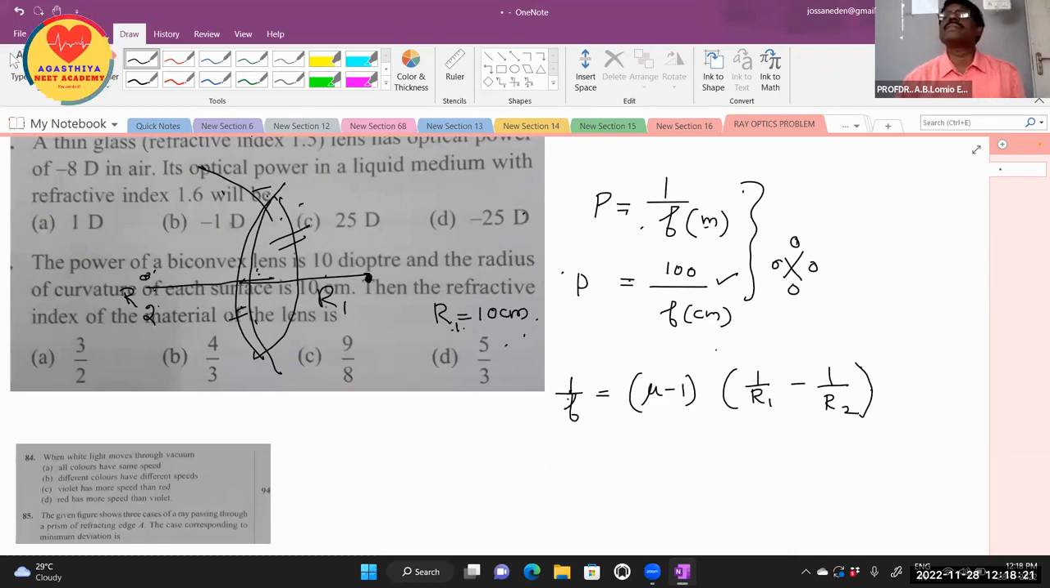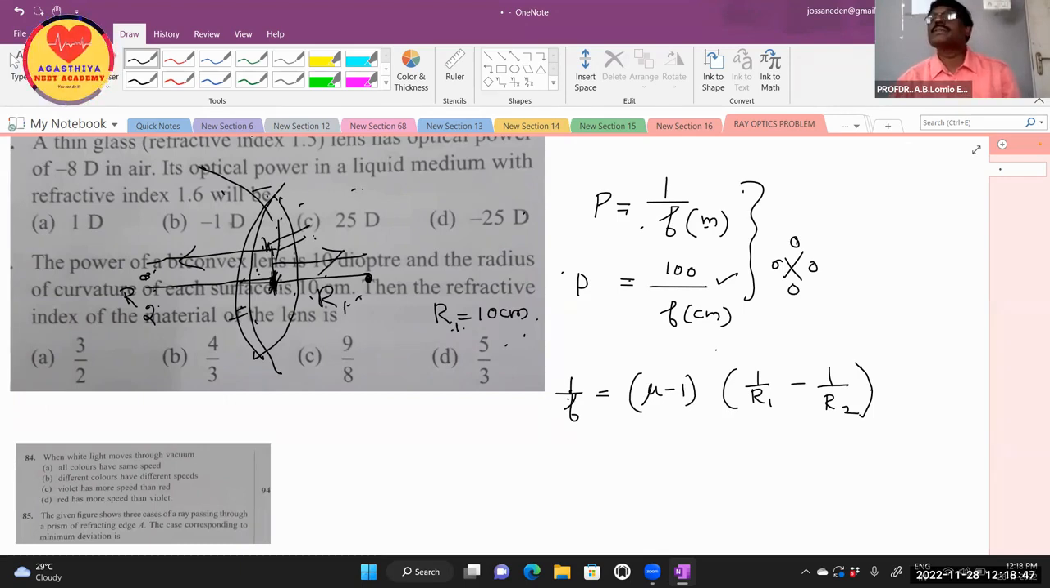Usually, as per sign convention, the radii are measured from the optical center. This is the optical center. When you measure the distance r1 from here to here, it will be positive. When you measure the distance r2 from here in this direction, it is negative. Very important condition. I have already given this note.